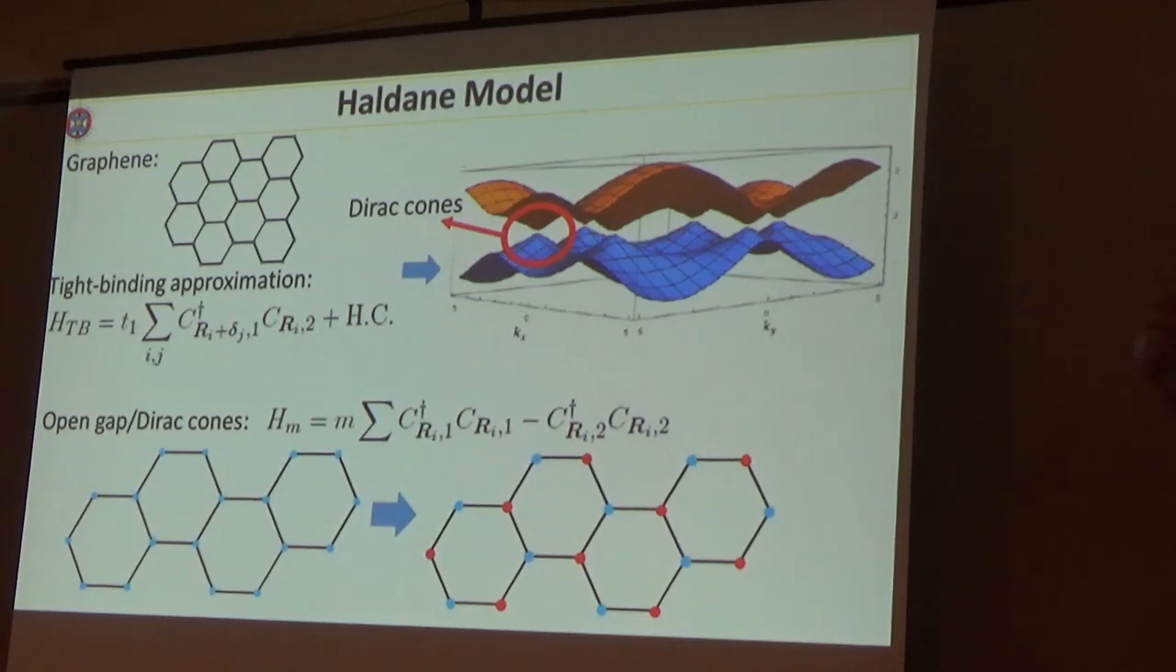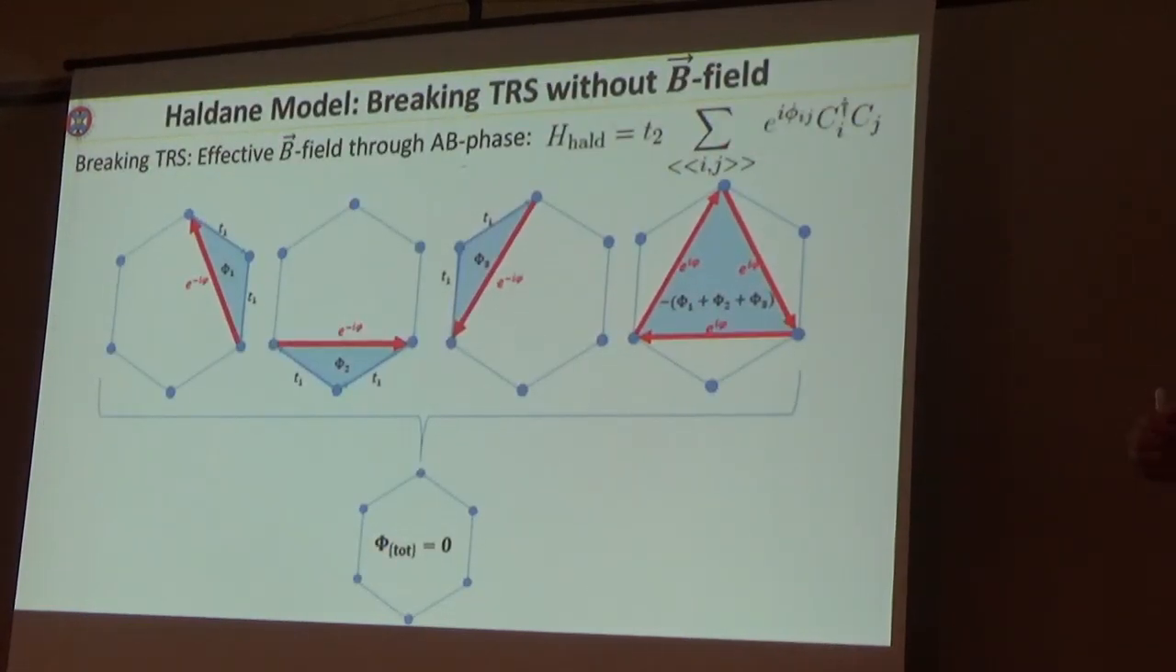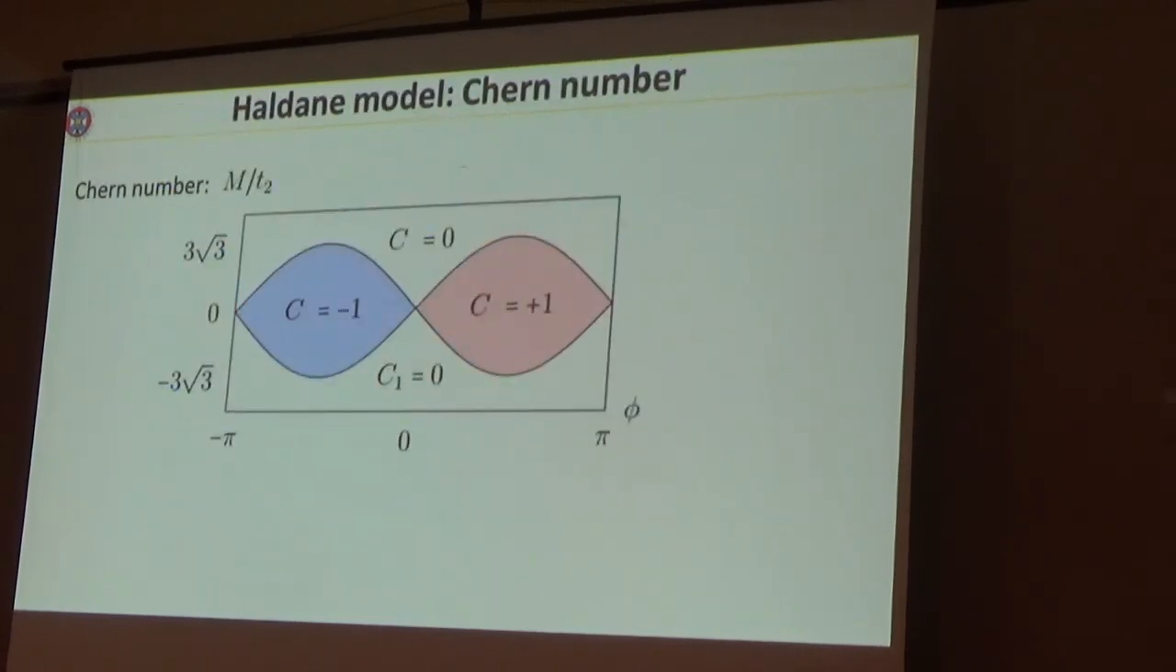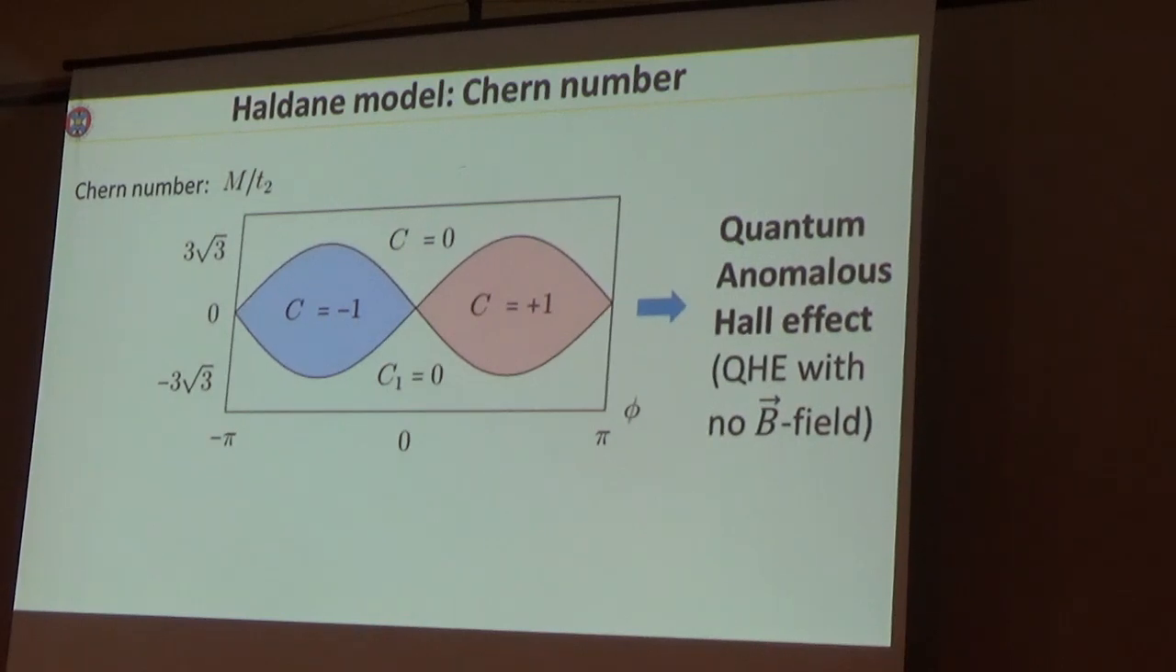And finally, his ingenious addition to his model was to have an effective magnetic field where he included an Aharonov-Bohm type phase for next nearest neighbor hoppings, as if we have a local magnetic field, a local magnetic flux, but in such a way so that the net magnetic field is actually 0. So we actually don't need to have an external magnetic field here in order to have a non-trivial topology. Because solving for the model, we actually get a phase diagram here with a non-zero Chern number. And this was called the quantum anomalous Hall effect because it's the quantum Hall effect without any magnetic field.